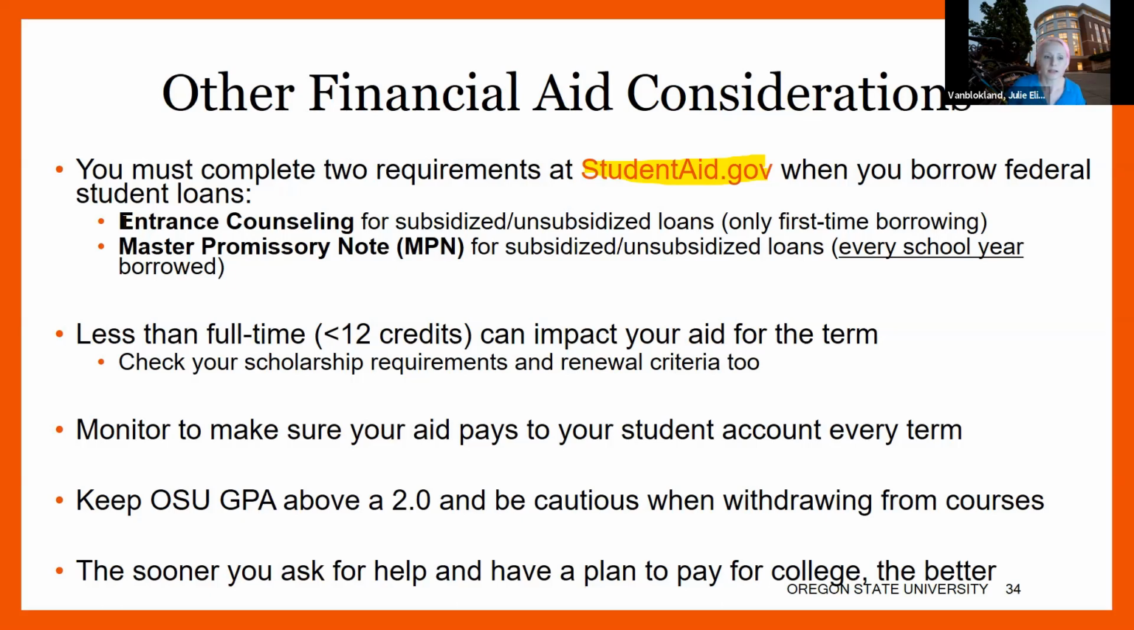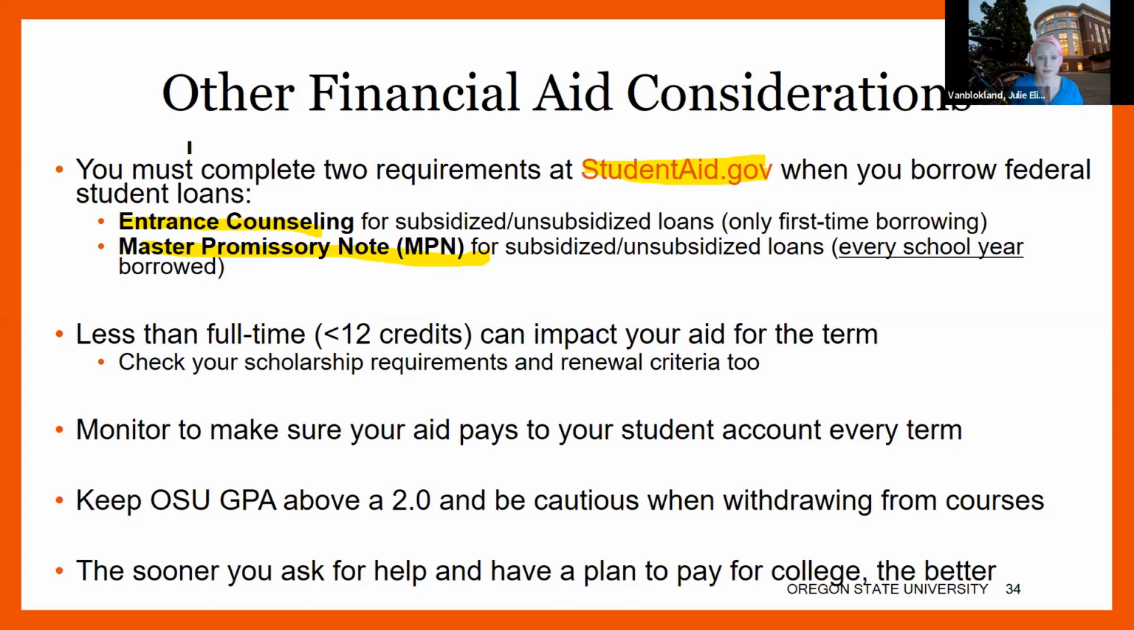Even more importantly, if you accept loans, there is a requirement of entrance counseling and a master promissory note. Right now, you just do the entrance counseling once and a master promissory note every 10 years. But starting next year, the Department of Education has told us that there's going to be yearly counseling and promissory note requirements. So many people forget to do those, and then their loans just don't disperse. So definitely look out for those requirements.